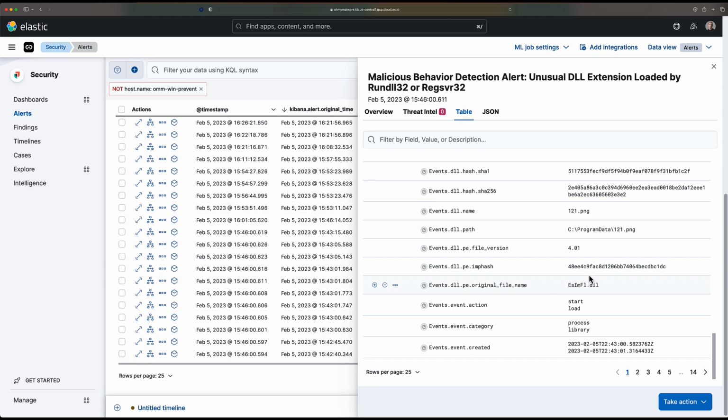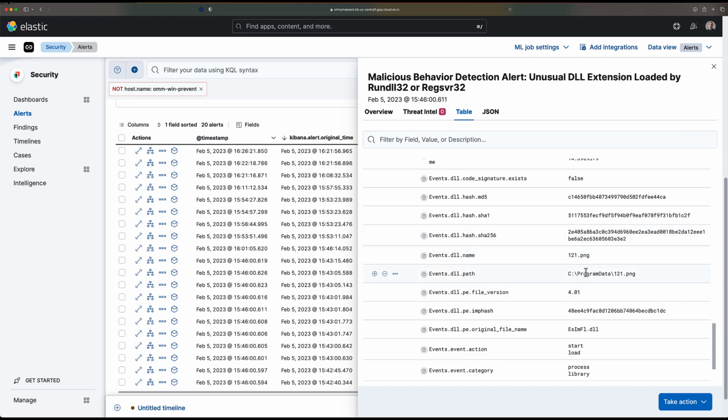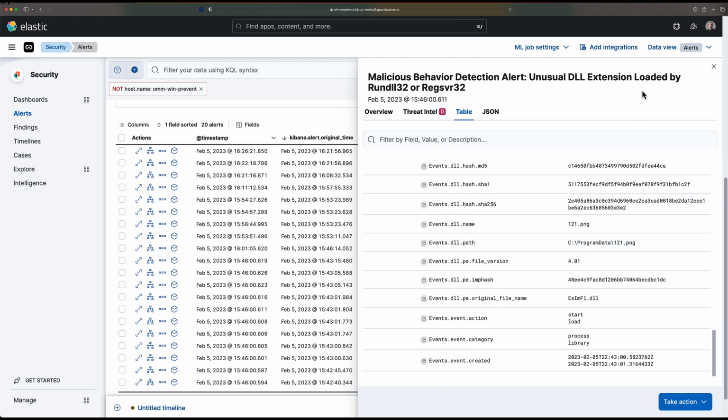Yes, so you can see this is the DLL path. So we know it's a DLL because of the headers and everything else, right? And the original file name is not PNG. Very common masquerading technique, right? Trying to trick people into thinking, oh, this is just a safe little PNG file, 121.png. But in actual fact, it's a DLL. So very, very indicative of why this triggered.